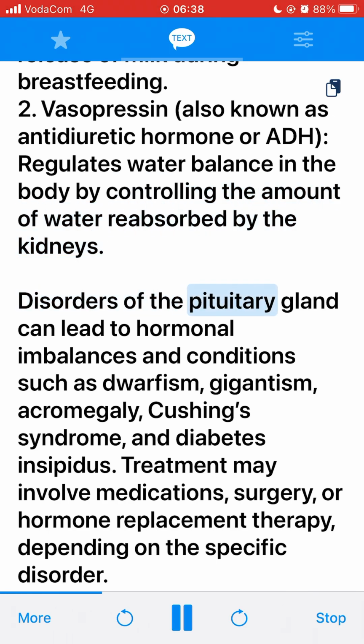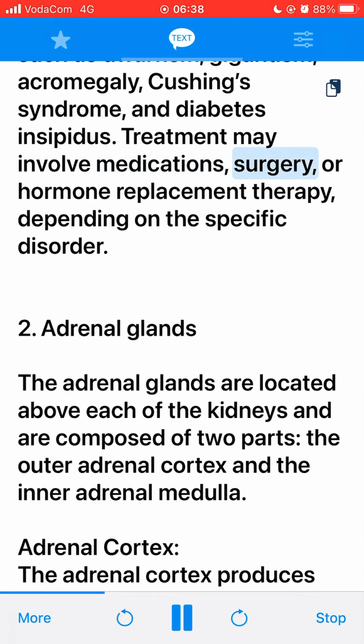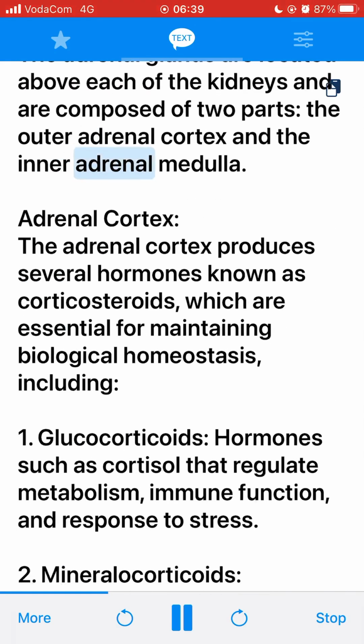Disorders of the pituitary gland can lead to hormonal imbalances and conditions such as dwarfism, gigantism, acromegaly, Cushing's syndrome, and diabetes insipidus. Treatment may involve medications, surgery, or hormone replacement therapy, depending on the specific disorder. 2. Adrenal glands. The adrenal glands are located above each of the kidneys and are composed of two parts, the outer adrenal cortex and the inner adrenal medulla.